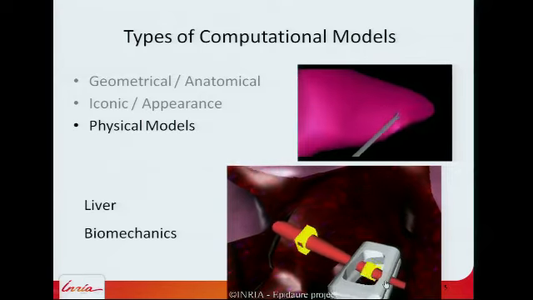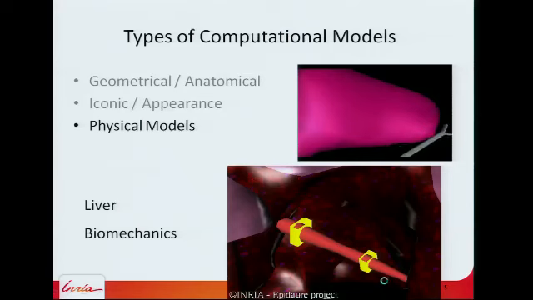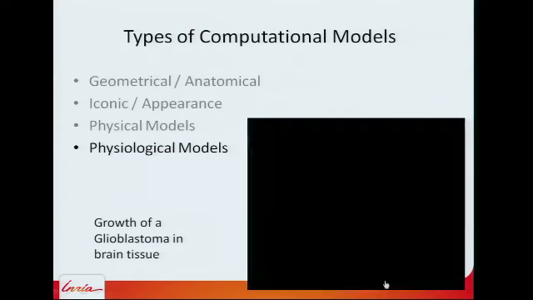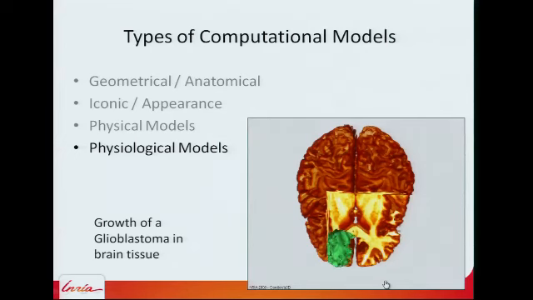If you go one level further, you can also go towards the physiological model. In this case, you are modeling the interactions of different structures or different organs. You can also model the physiopathology, in this case the growth of a tumor in the brain, a glioblastoma. This is like the highest level of models that you could imagine.